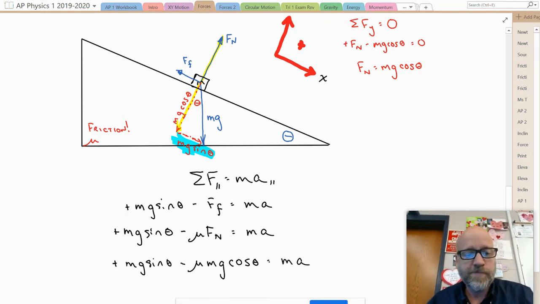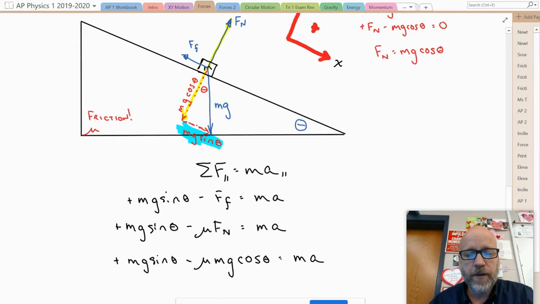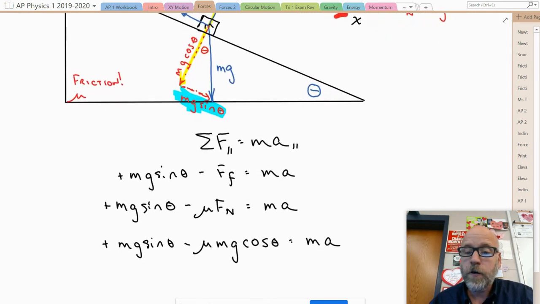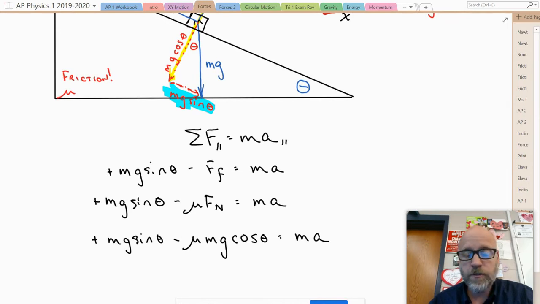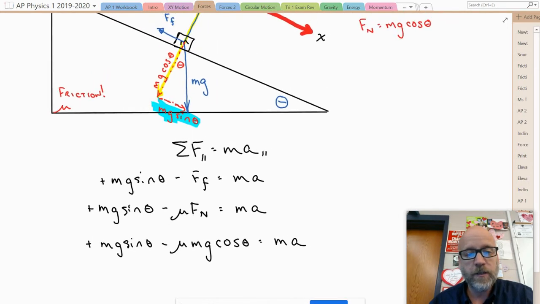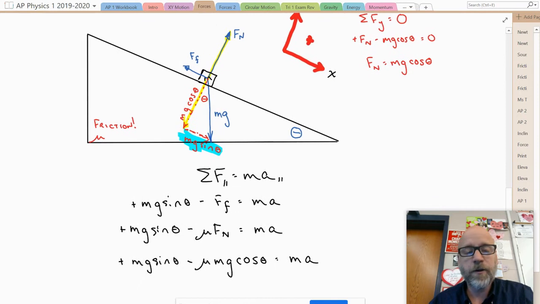So there's my equation. mg sine of theta, the force of gravity component that's pulling it down, minus the friction holding it back, causes the mass to accelerate. And there we go. We're going to split it up and do a couple math examples in just a moment with some real numbers.